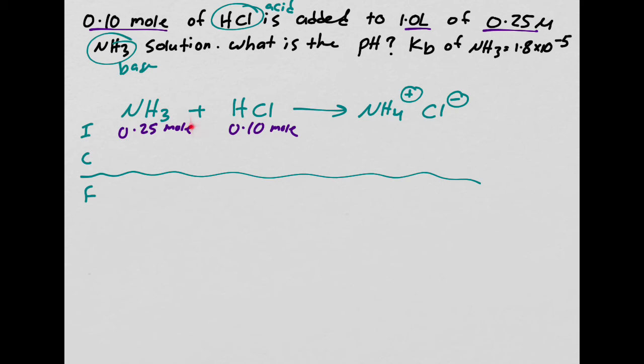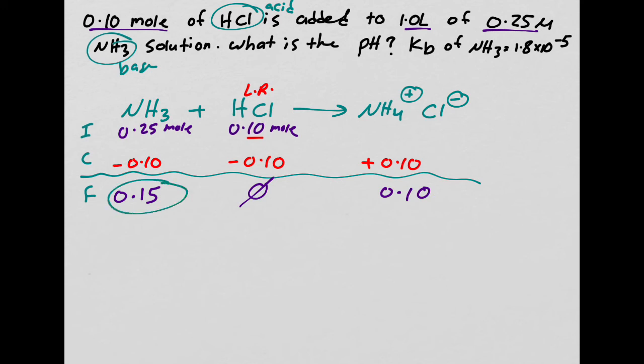What's my limiting reagent? Which one am I going to run out first? Limiting reagent is my HCl, right? This is my limiting reagent. So minus 0.10, minus 0.10, plus 0.10. I'm going to have none of the limiting reagent left, as expected. I'm going to do math in my head: 0.15, right? And 0.10. What I end up having left, I have ammonia left and I have ammonium left.